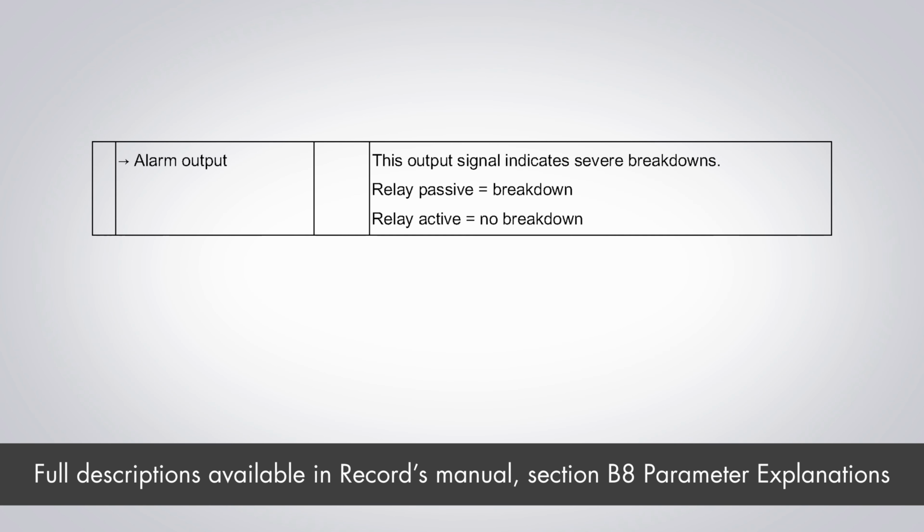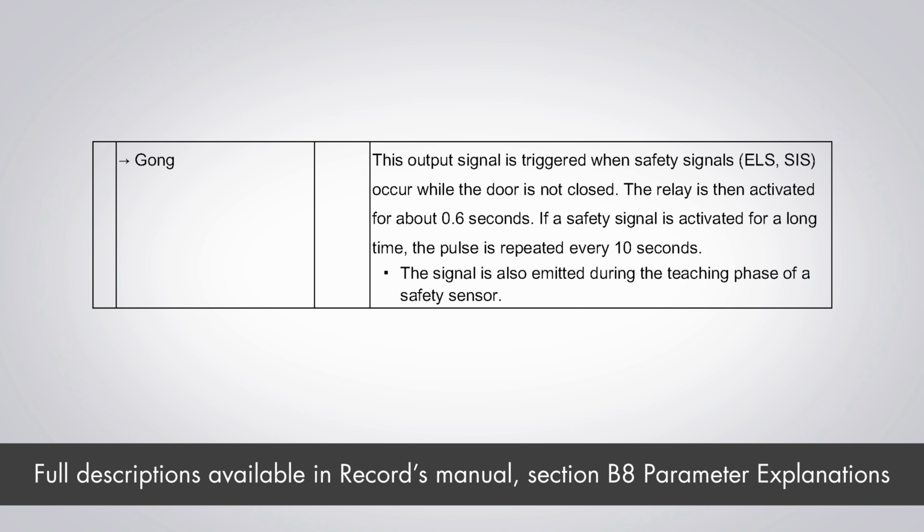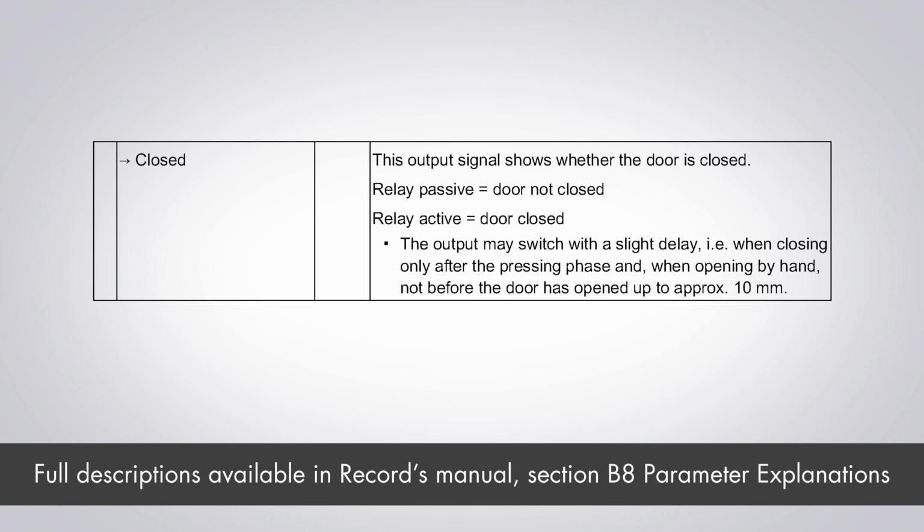The alarm output can be utilised to send a signal back to a BMS system if the door goes into a false status. The gong setting can be configured so it will sound a gong or a bell when the door is opened. The locked function can send a signal to a BMS when the door is closed and locked. The closed one will send a signal if the door is just in closed position.